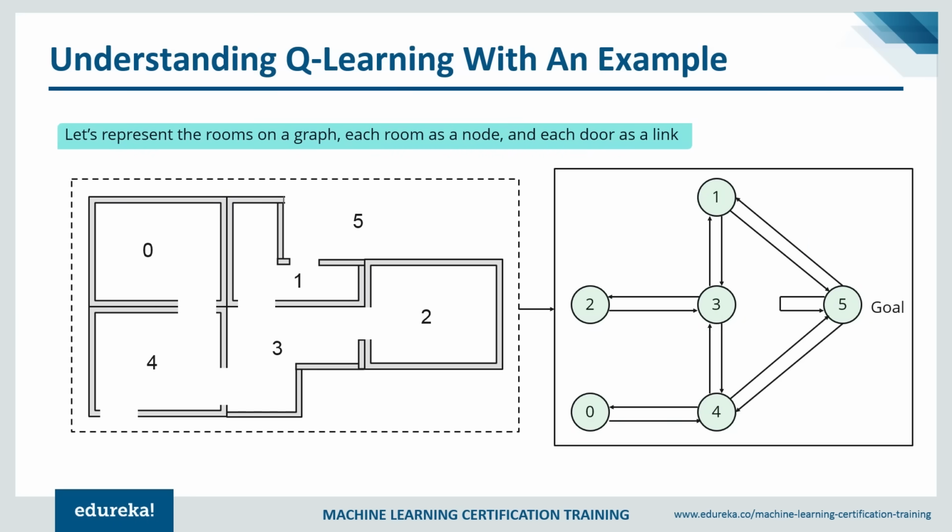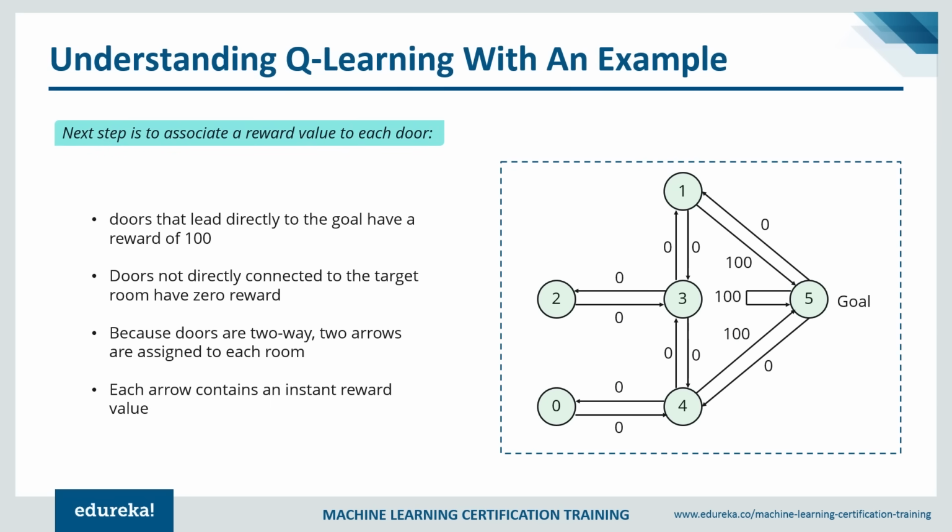Now let's represent the rooms on a graph, with each room as a node and each door as a link. So as you can see here, we have represented it as a graph, and our goal is to reach node 5, which is the outer space. The next step is to associate a reward value to each door. The doors that directly lead to the goal have a reward of 100, whereas the doors that do not directly connect to the target have a 0 reward. And because the doors are two-way, 2 arrows are assigned to each room, and each arrow contains an instant reward value.